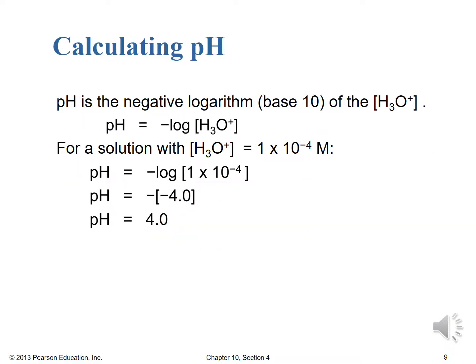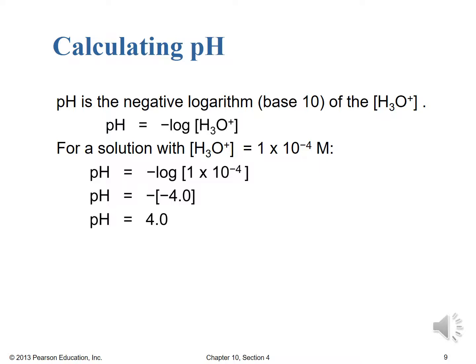Okay, finally, here we are defining pH so that you'll be able to use this pH relationship to calculate pH. So pH is, mathematically speaking, the negative logarithm, the base 10 log, of the H3O plus concentration. So there it is, pH equals minus log of H3O plus concentration.